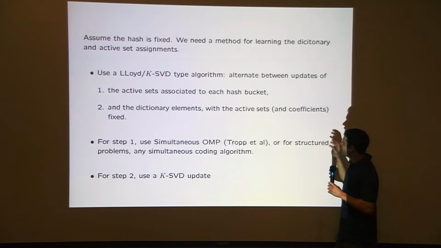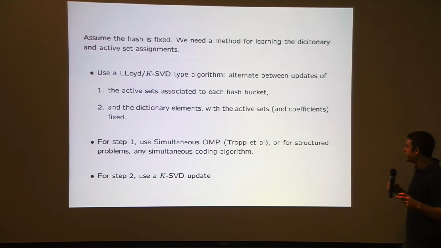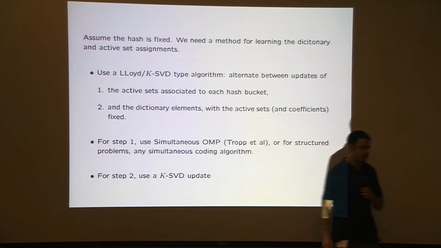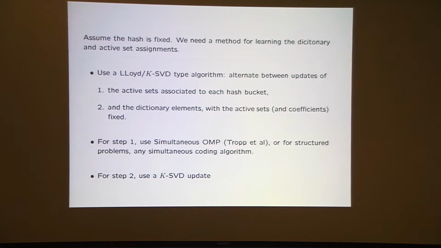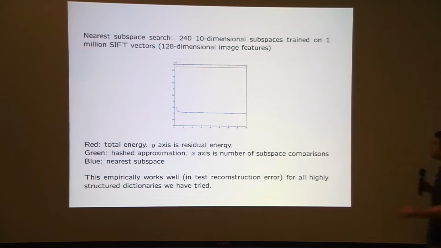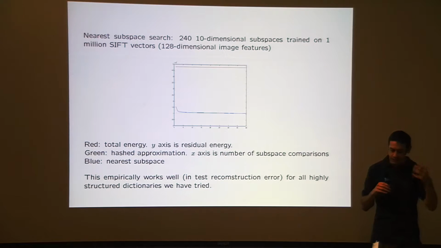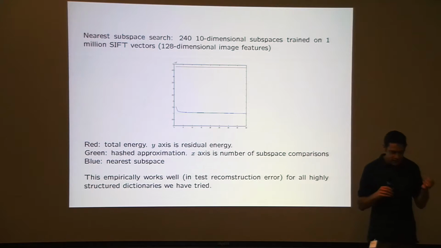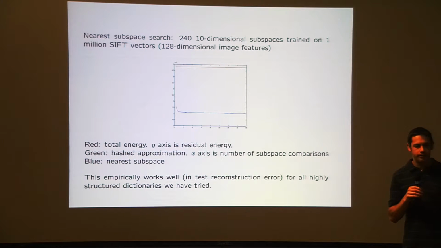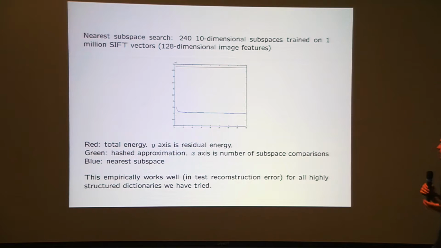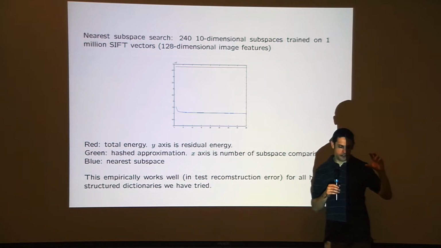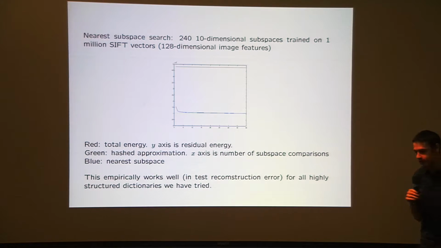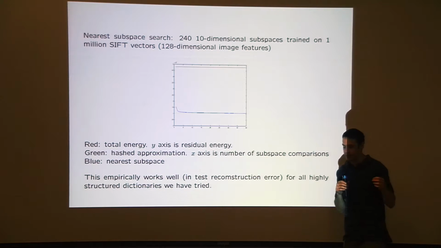So once you have the active set that's associated to each leaf of the tree, then it's easy to update the dictionary elements. You just use K-SVD or whatever you want, gradient descent, it doesn't matter. So let me show you how much of an improvement you can make on a simple case. Dictionary learning is a subset of near subspace search. In, say, L0 dictionary learning, if you have k atoms and q non-zeros, you have k choose q subspaces. It's a lot of subspaces, but again, it's just a near subspace problem.